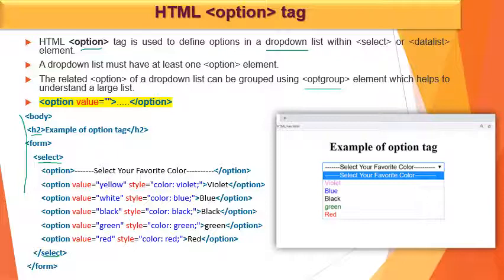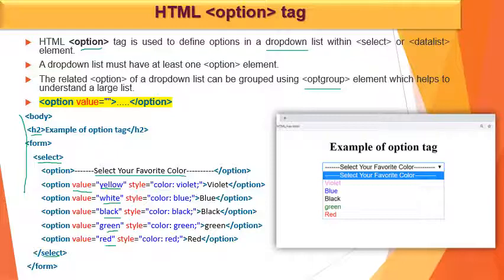are given. So you can give the option, that is select your favorite color. Select your favorite color will be one of the options. What are these different colors? We have specified a number of colors. For example, we have specified the option value is equal to yellow, white, black, green, and red. The option has an attribute value, and the value is given inside the double quotation.